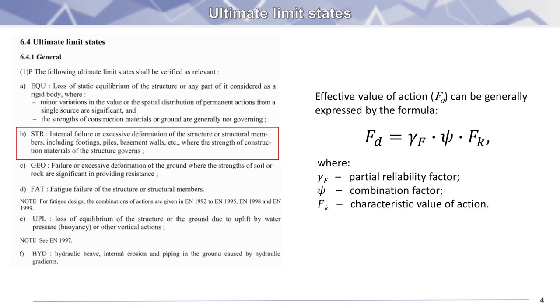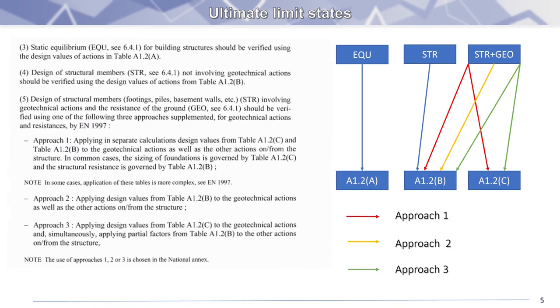The effective value of action, FD, in general can be expressed by the formula given above, where gamma F is a partial reliability factor, psi is a combination factor, and FK is a characteristic value of action. This scheme demonstrates the tables from Appendix A1 used for the different ultimate limit states.